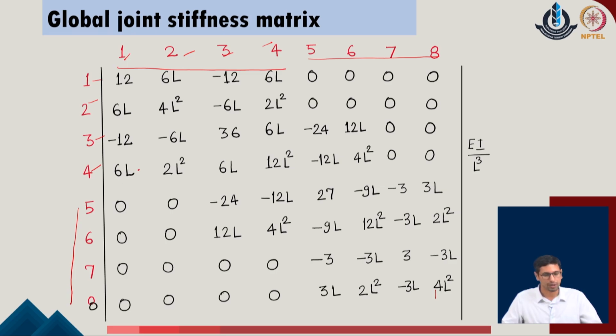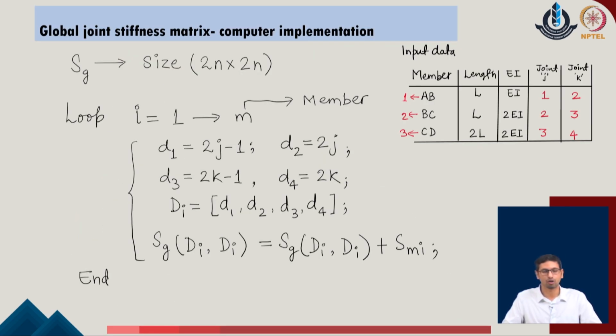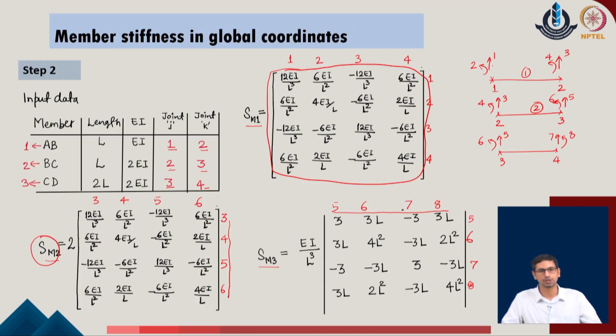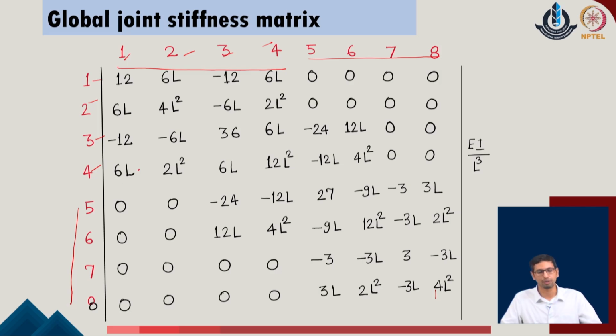Now, the next task we identify is the creation of a similar stiffness matrix in a regular process. Right now we had 3 members, so it was much easier for me to do it manually. But if we have a larger number of members, how do we do it manually, or how do we do it in an automated manner?